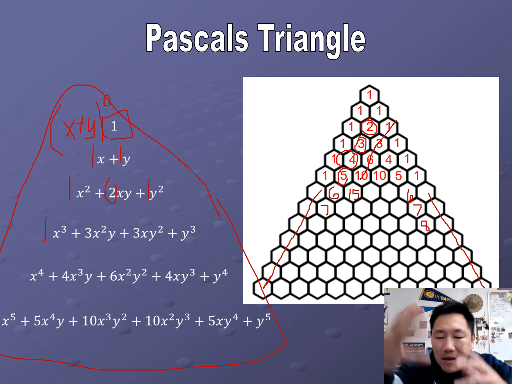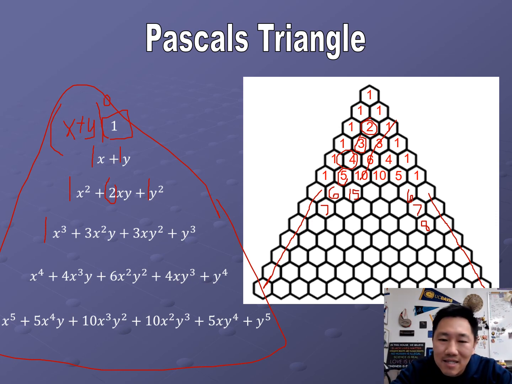So that's a lot of patterns, but I'll show you the easiest pattern to find them. And it's basically, it's still ones down the sides, but to get to the next honeycomb, you just add these two together. 6. Add these two together. 10. The next one, add them together. 20.